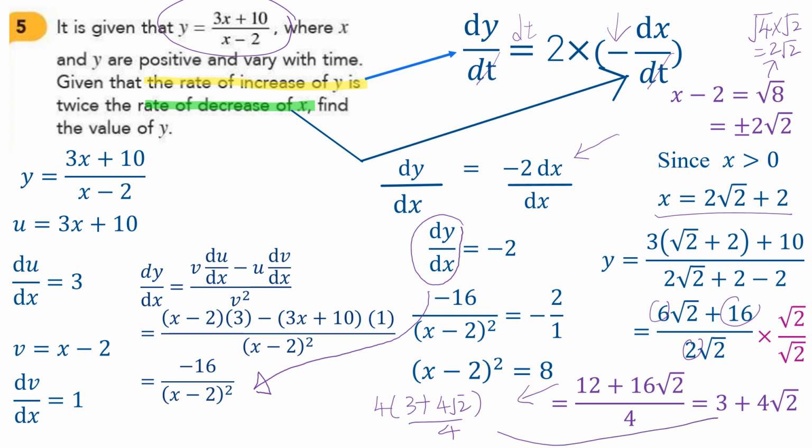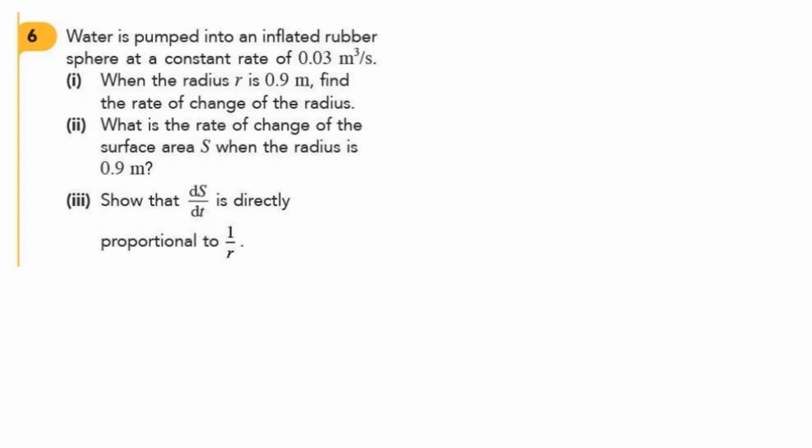And then you end up getting this. Okay, all right. So I hope now you're more confident of solving this kind of questions, making connected rate of change. Right, in question 6, you're given that water is pumped into an inflated rubber sphere.